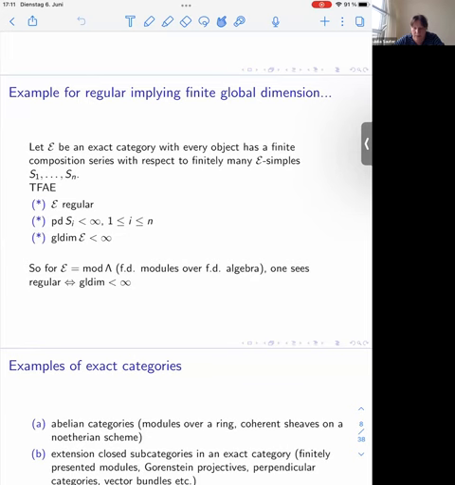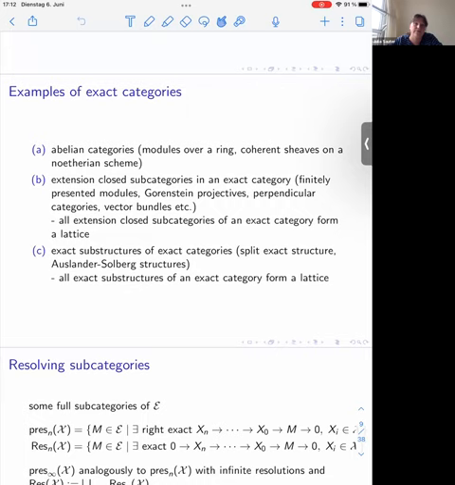And so examples of exact categories are really everywhere. Abelian categories, of course, extension closed subcategories in exact categories, finitely presented modules, Gorenstein projectives, perpendicular categories, vector bundles. Extension closed subcategories in every exact category form a lattice. And you can also take exact substructures of exact categories, for example, the split exact structure, which is always the minimal one, or Auslander-Solberg exact structures. They're generalized even through extriangulated categories. It's a relatively easy way: you just take a Hom functor and look at the exact structure making the Hom functors exact. So all exact substructures form a lattice. And this lattice is also studied in several other articles.